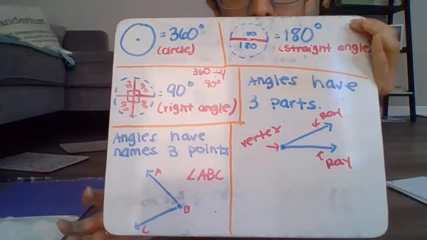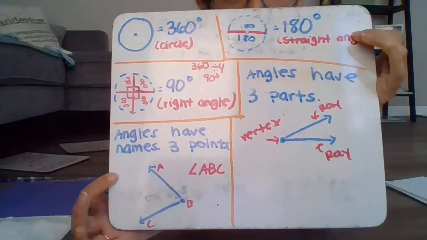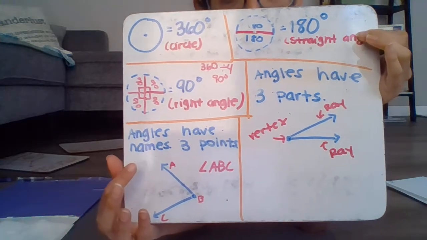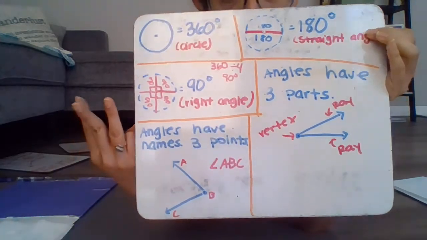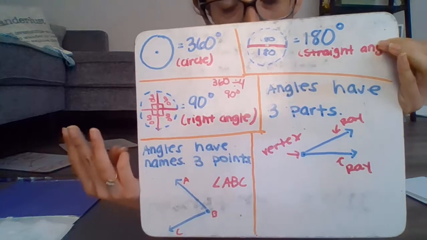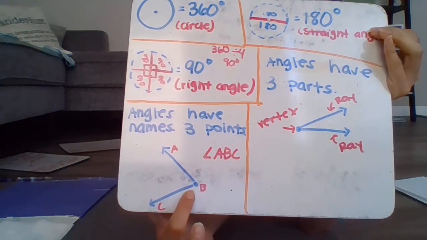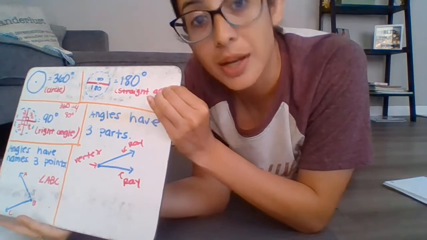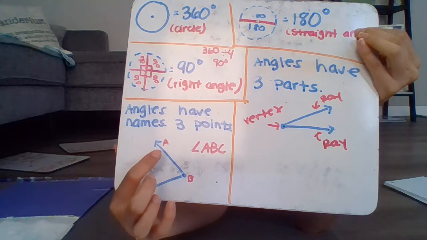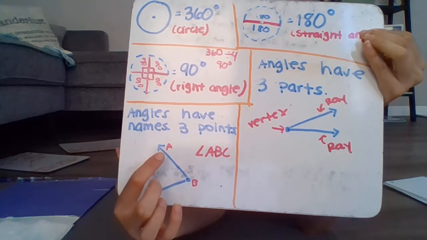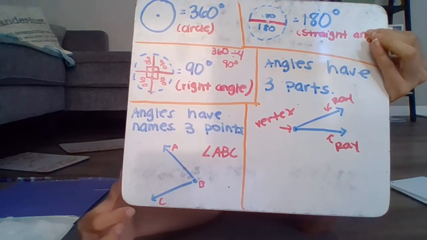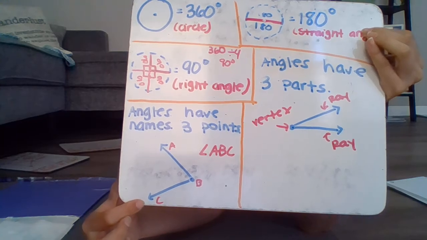Then every angle has a name. Angles have 3 points, and that's how we name our angles. Okay, so here are rays, and here's my vertex. Remember, you can name your angle whatever you want, okay? So this one, I just went with basic A, B, C. That's what this angle is called.